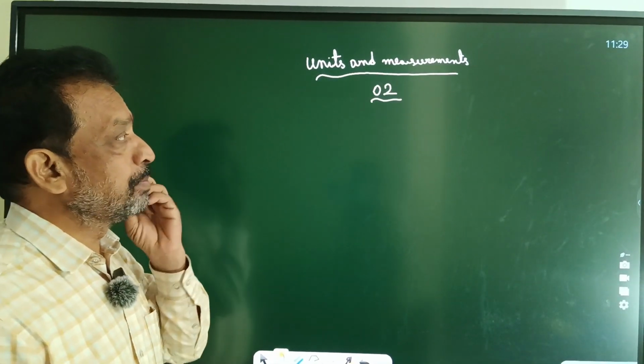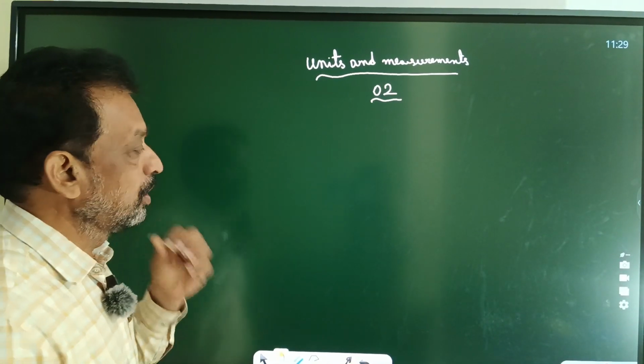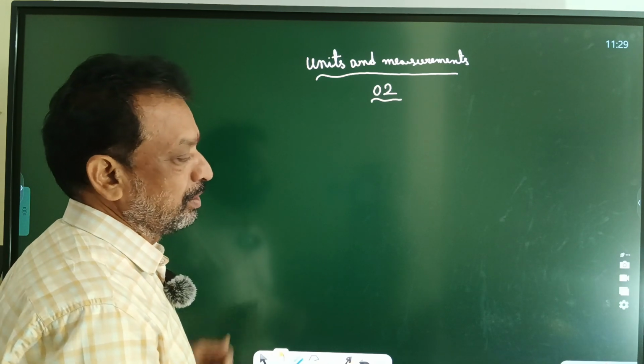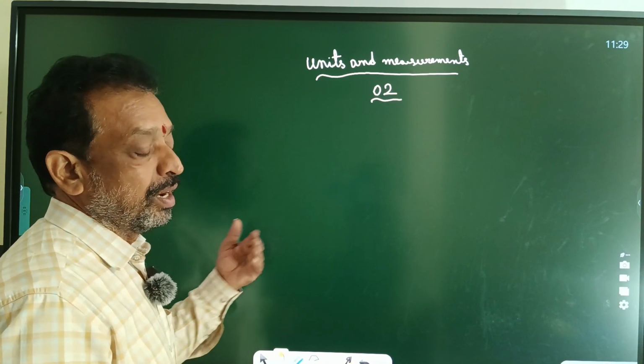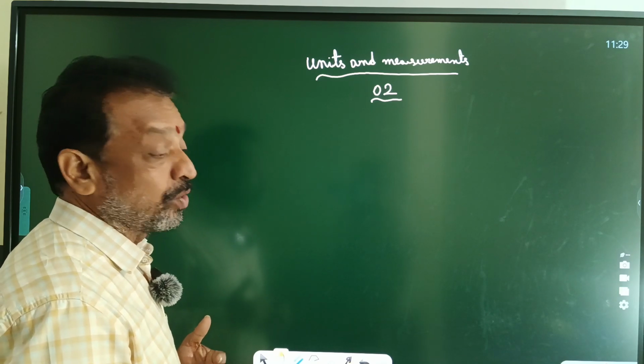So, units and measurements. Today class 2 is going on. Last class I discussed the types of fundamental quantities: how many fundamental quantities there are, and how many derived quantities there are. Derived quantities are n in number.